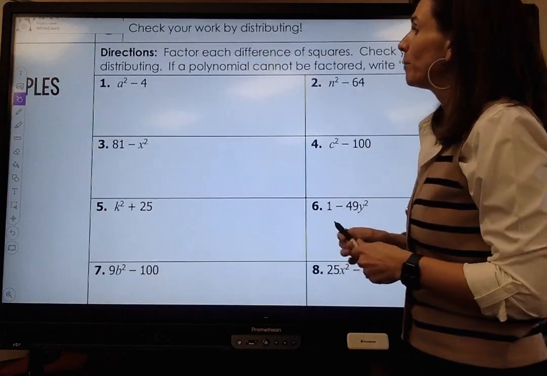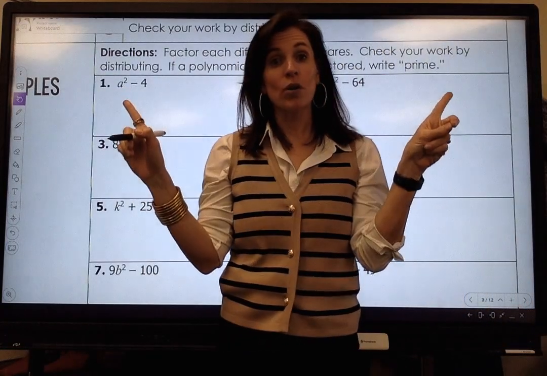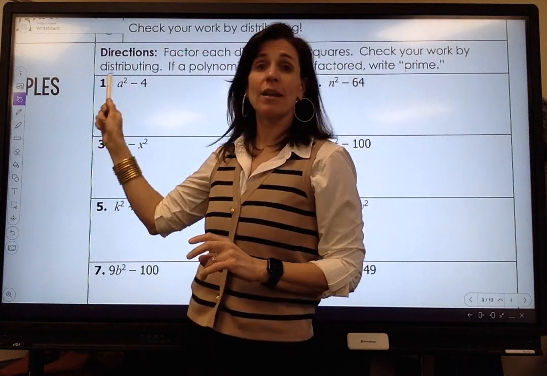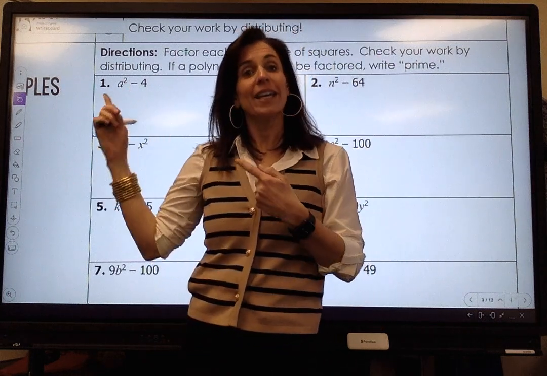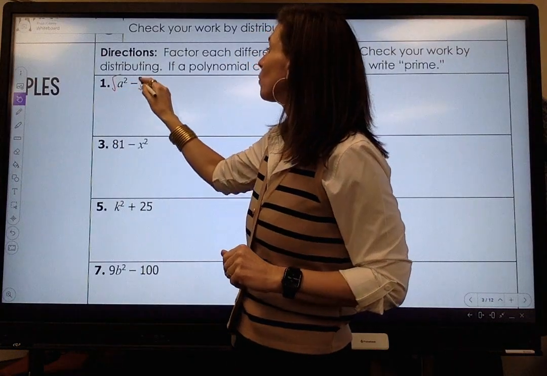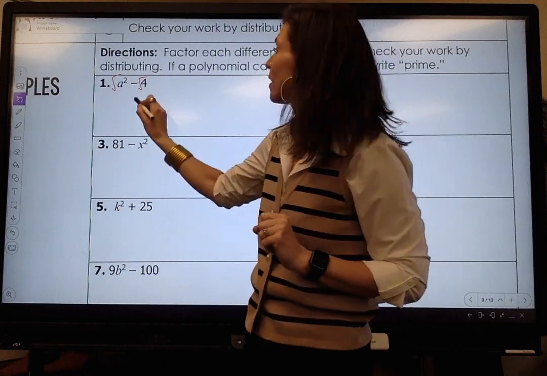So let's look at number 1. Now, remember, you always look for a GCF. These guys do not have a greatest common factor. So then I go, okay, is it a difference of squares? It is, because I can take the square root of a, the square root of 4, and that's a subtraction sign.